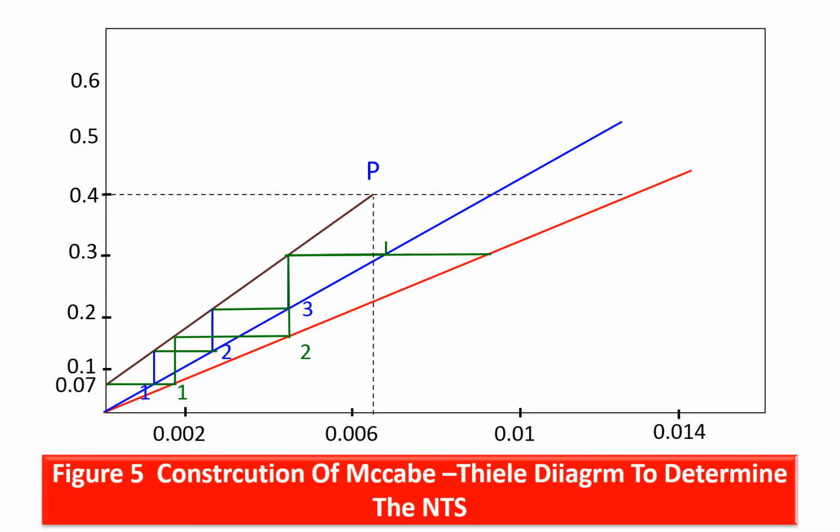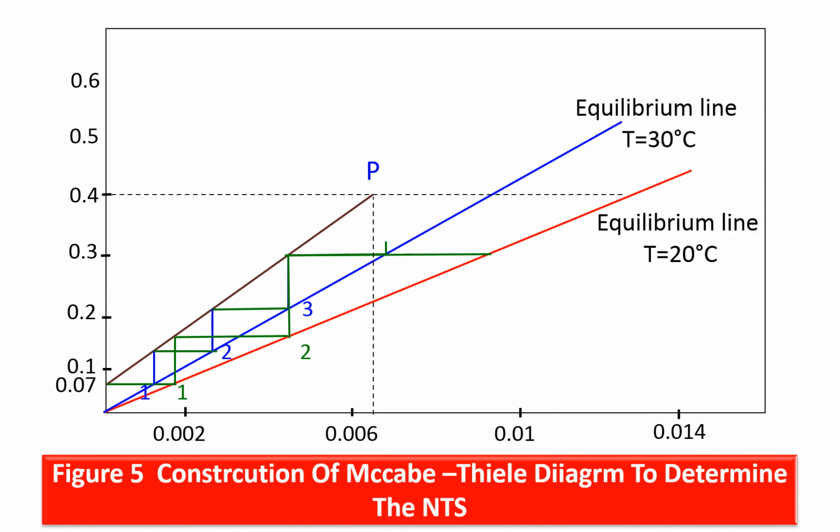Illustrated in this figure is the construction of McCabe-Thiele diagram and determination of number of theoretical stages for absorption operation, 1 with water at 20 degrees centigrade, 2 with water at 30 degrees centigrade. The equilibrium diagrams for the two temperatures are shown in this figure.